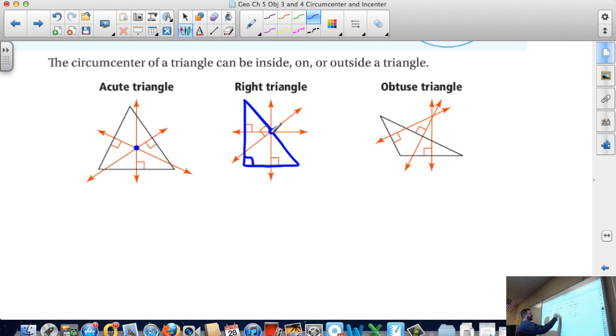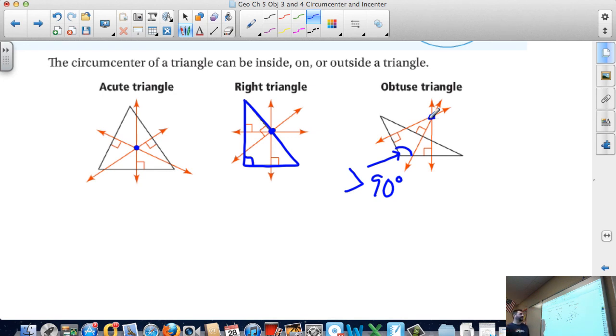That circumcenter is always going to be on the hypotenuse, okay? It'll always be on the hypotenuse of that right triangle. And then if we have an obtuse triangle in which one of these measures here is going to be greater than 90 degrees, so one of the angles in the triangle is greater than 90, then your circumcenter will always be located somewhere outside of your triangle.